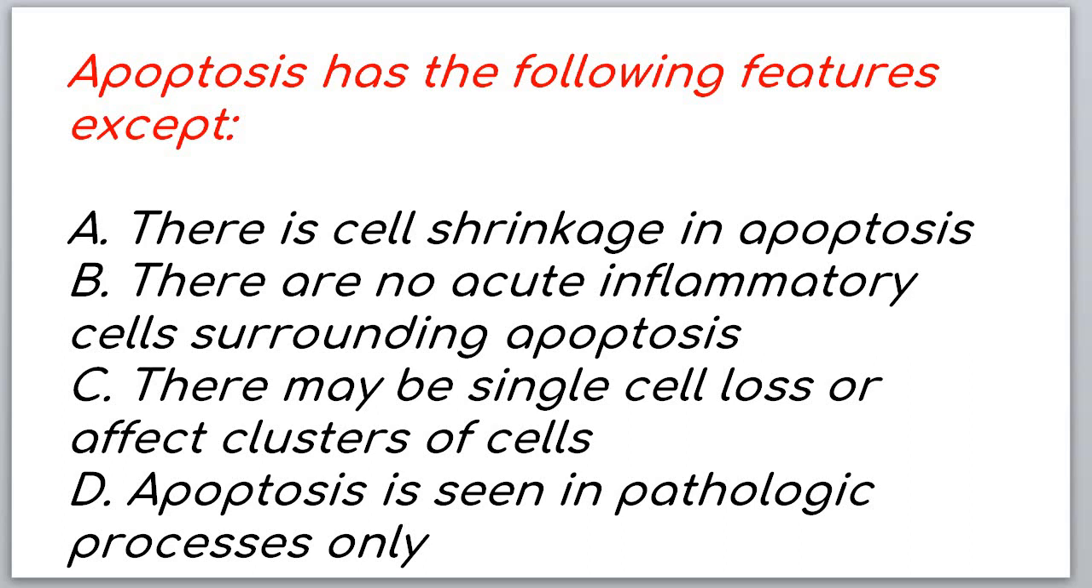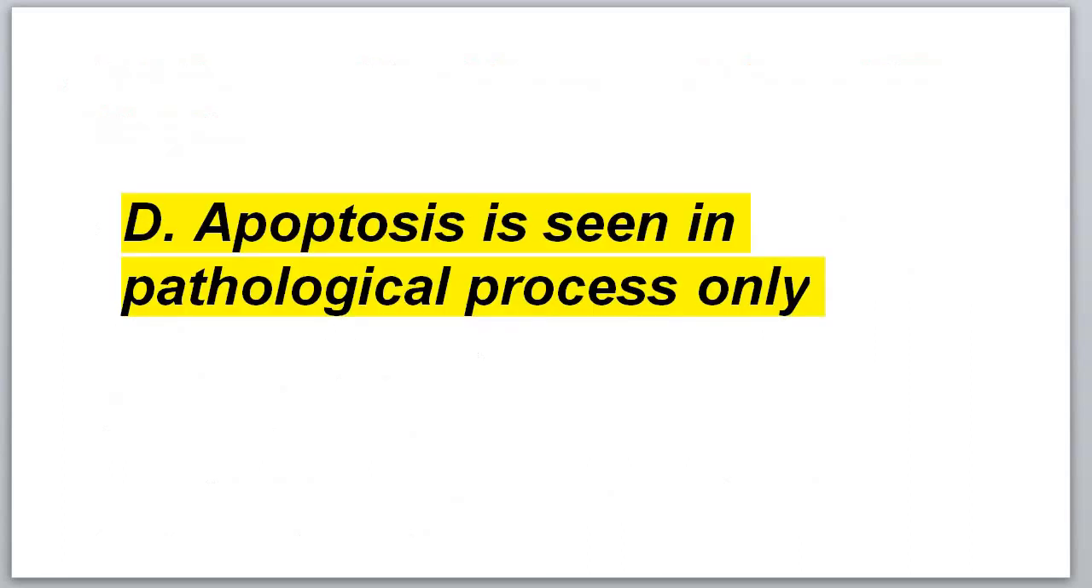Apoptosis has the following features except: option A, there is cell shrinkage in apoptosis. Option B, there are no acute inflammatory cells surrounding apoptosis. Option C, there may be single cell loss or it may affect a cluster of cells. Option D, apoptosis is seen in pathological process only. So the correct option is option D. Apoptosis is seen in pathological process only is not a feature of apoptosis.